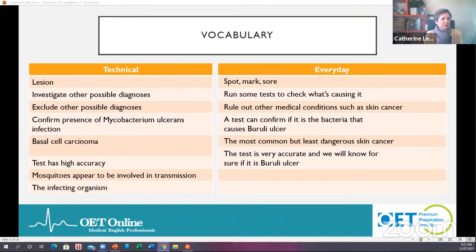Any ideas? All right. So you probably catch it from a mosquito bite or a mozzie bite. So we can use this word mozzies. Has anyone heard of that?